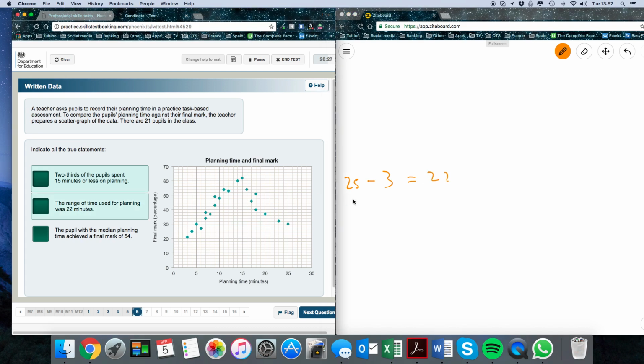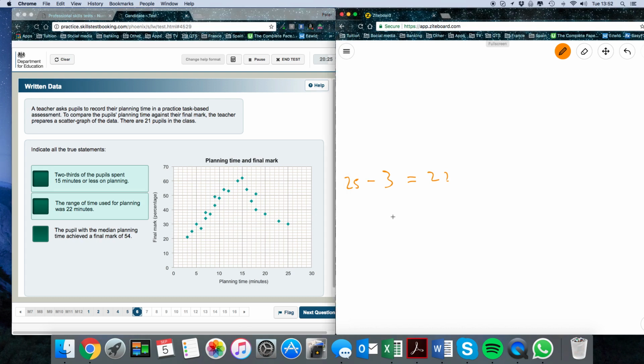Now the median. Basically the trick is if you've got 21 pupils, you have to add 1 first and then halve it. As I say, this is all described fully in my video. So it means that the 11th pupil is in the middle. Now, this statement says the median planning time. So we go to this dot here again. This is the lowest planning time. So it's 1, 2, 3, 4, 5, 6, 7, 8, 9, 10, 11. This is the person with the median planning time.